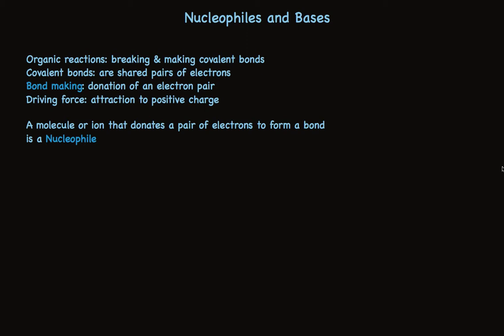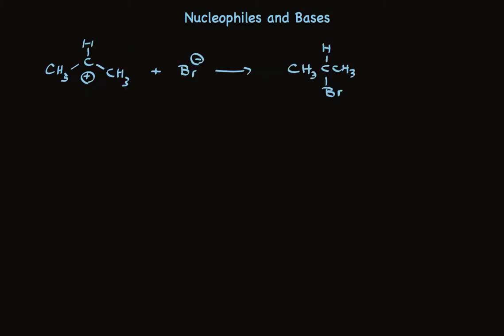Here are some examples. When an organic ion, a carbon atom that has a positive charge, is together with a bromide ion, a bond is formed, as shown by this equation. We can account for that by recognizing that bromide has a pair of electrons to share. It acts as a nucleophile. And using our arrow pushing to track what's happening here, we see that that donated pair of electrons from bromide to carbon makes a new bond.